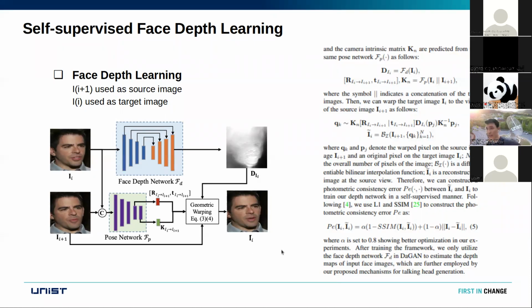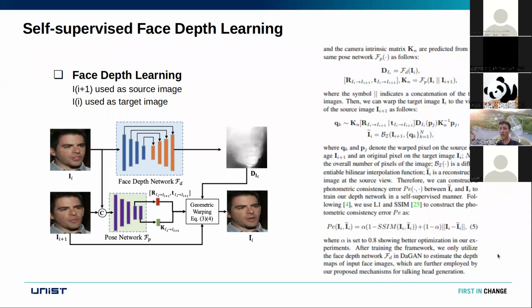So why do they do this? Since the authors state that this network is self-supervised, they generate this warped image in order to better train the face depth network. And the way they do it is by calculating something called photometric consistency error between the generated image and the source and the target image. And they do it using this formula, and the alpha for this is 0.8, which shows a better optimization in their experiments.